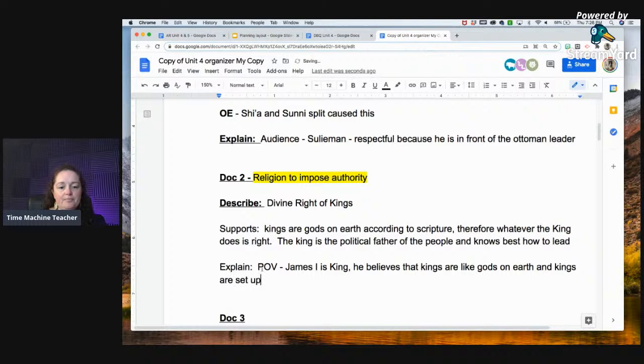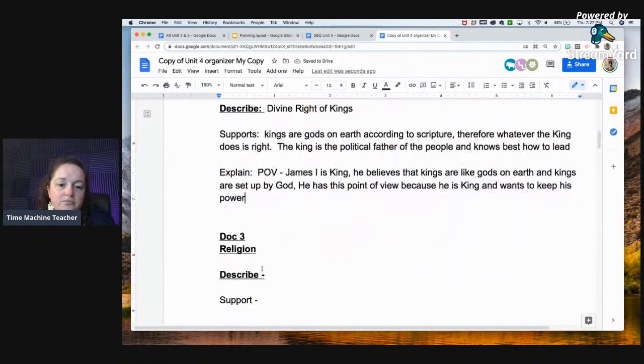But why does he believe that? Do you think he would believe that if he were a peasant? Maybe. Right, his position. He believes this because he's king. He has this point of view because he is king. So, of course, he's going to have that point of view. He doesn't want to lose the power. So this explains what he believes and why he believes it.